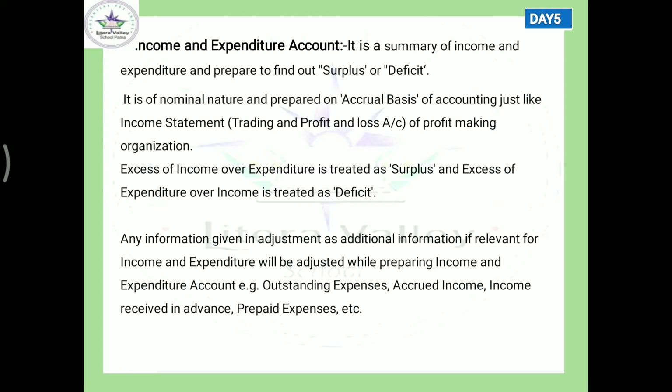Income and expenditure account is of nominal nature. What do you mean by that? Nominal nature? If you can remember nominal account, debit expenses and losses, income on credit, and it is just like the trading and P&L account of a profit making organization.